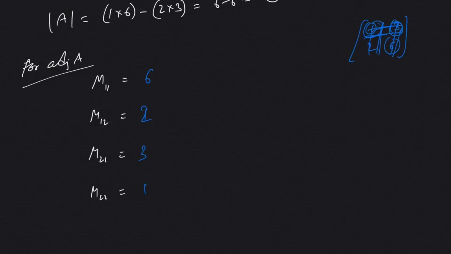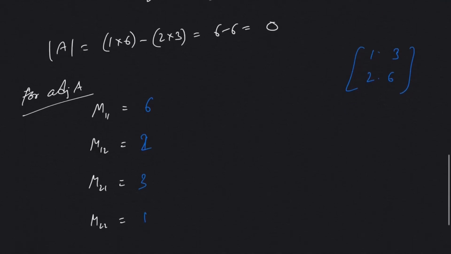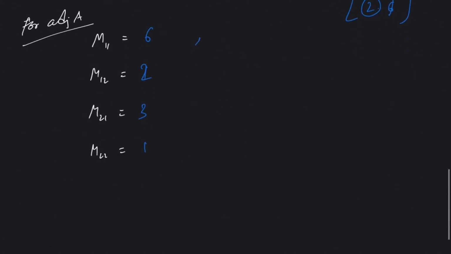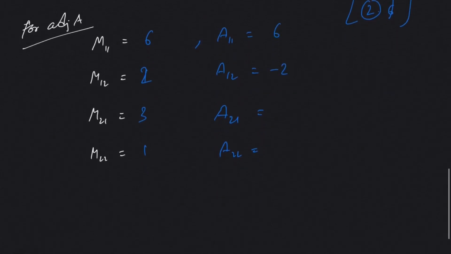Sorry, for M12, it's going to be 2, isn't it? Let's check that once again. That's why I was having some small doubts, because all four elements would be different. So for M12, this row, this column, it will be 2. So finally we have rectified. A11, A12, A21, A22, you can even use C also. So A11 will be 6, A12 minus 2. We have already done enough of this.